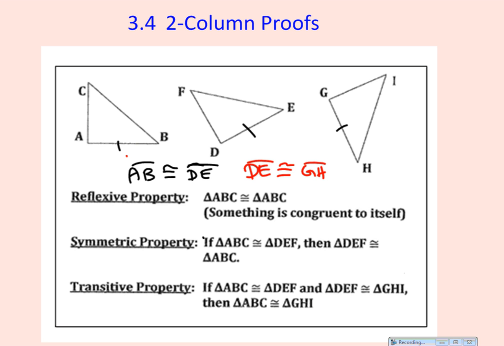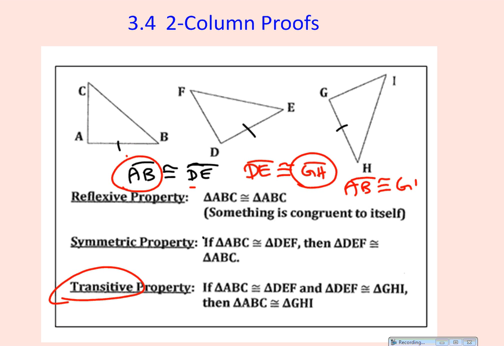I know that because the problem gave that to me, or because I was given the actual measurements, or I was given something to tell me that DE is going to be congruent to GH. So now what the transitive property says is I've got AB congruent to DE, DE is congruent to GH. By the transitive property, I get AB congruent to GH. With the transitive property, you start thinking about things in a different way.